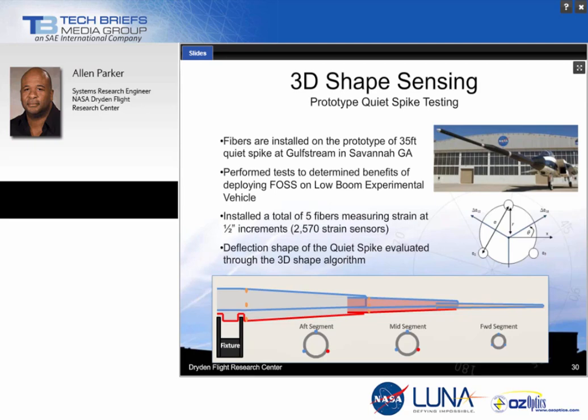So we packed up our bags and we went to Savannah, and we instrumented this 35-foot long quiet spike boom with 5 fibers, making measurements every half inch along these fibers. And so we had a total of about 2,500 strain measurements that we were making. With that, the boom underwent some loading in the lateral and vertical direction. And you can see in the diagram there how the fibers were attached to the surface of the boom while it was extended, not retracted.